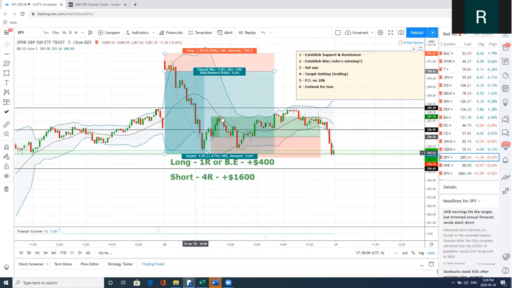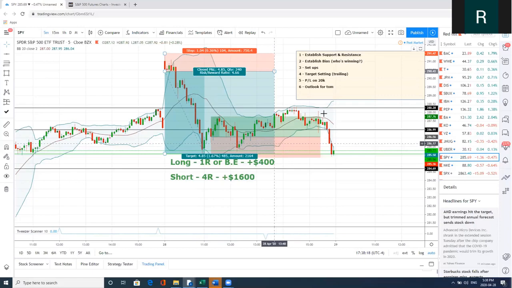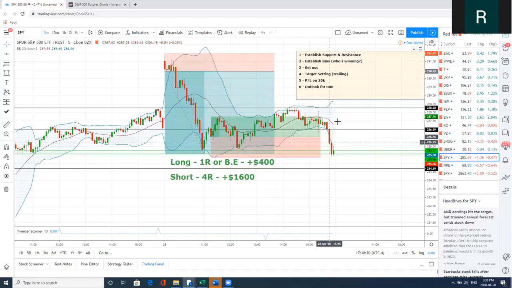We see that it did become a nice, beautiful double bottom. But depending on your system, you take one-to-one, or definitely you have to get out at break even once we start approaching targets here up into these previous areas. You put your stop at break even, comes down, hits you out at the end of the day, not a big deal. Come back tomorrow, new day, new bias, new outlook.